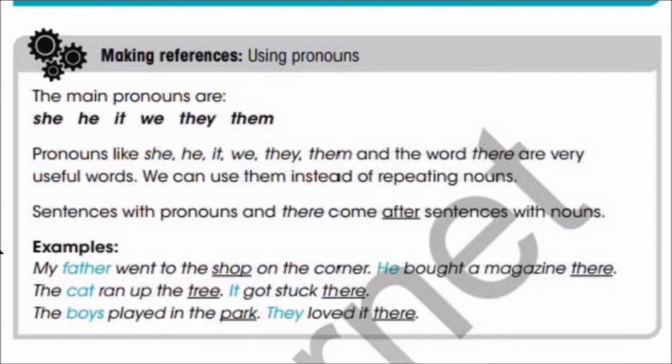Let's look at the last example. The boys played in the park. They loved it there. They replaced boys. There replaced park. As we said again, the sentence with the pronoun comes after the sentence with the noun that we want to replace. Very good.